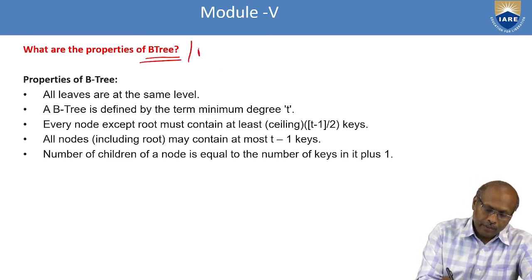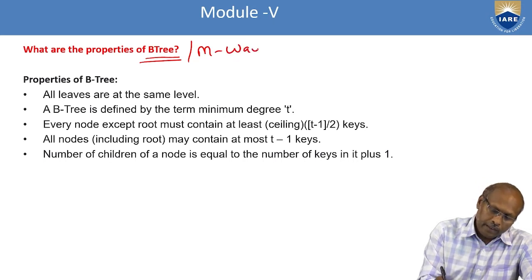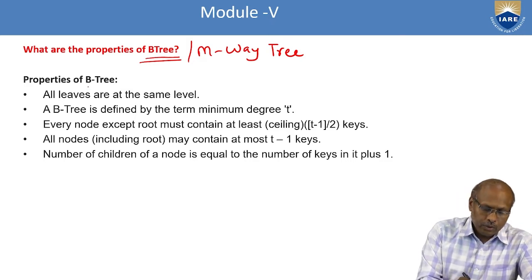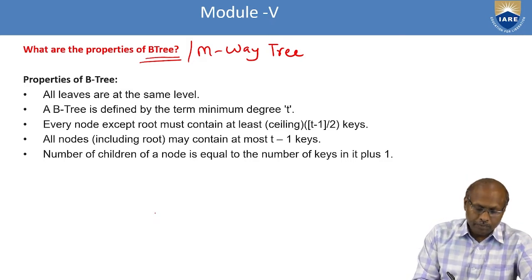B tree or M-way tree, both are same. Because sometimes the question they may ask in this way or that way also. Both are same. So these are the main properties you should remember.